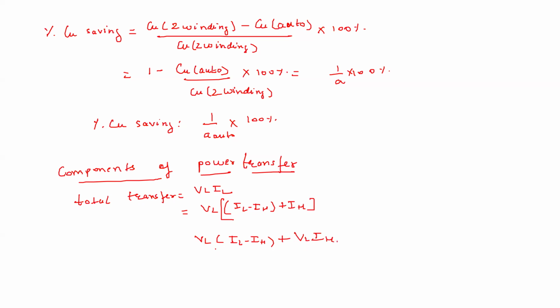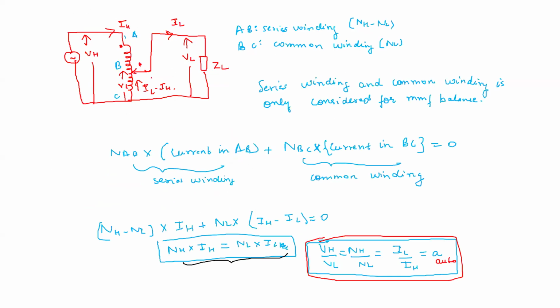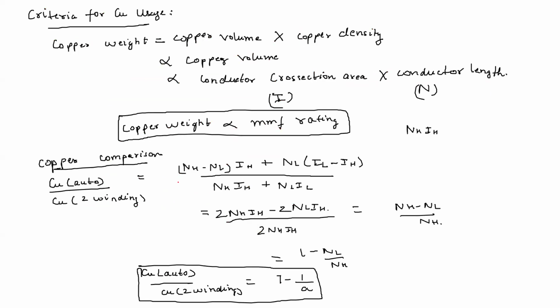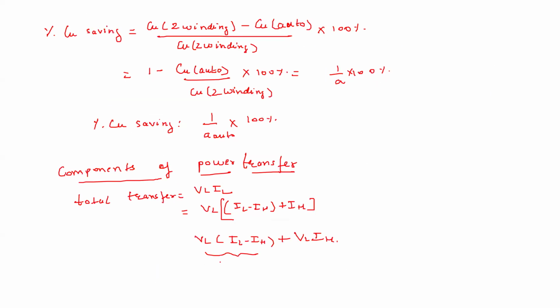Okay, so you will see that this part here, VL into IL minus IH, is in this common winding part. This power which is taken in the common winding is called inductive transfer, or power due to transformer action.